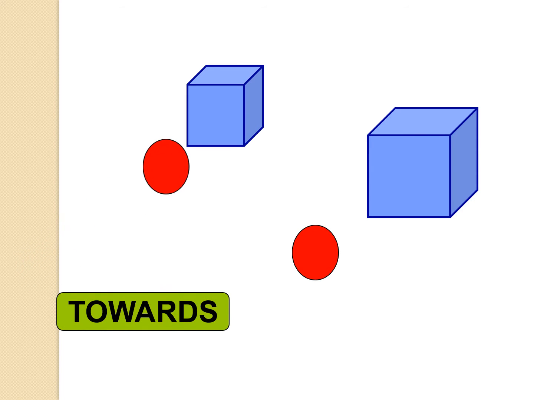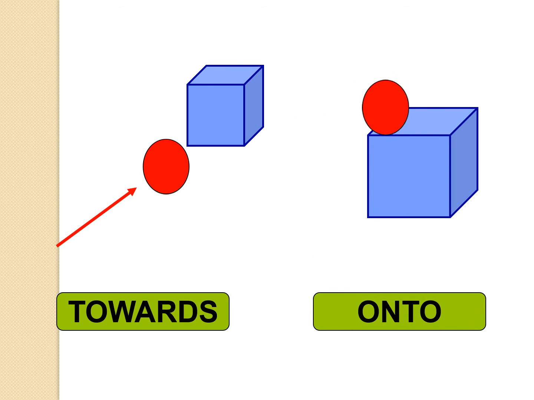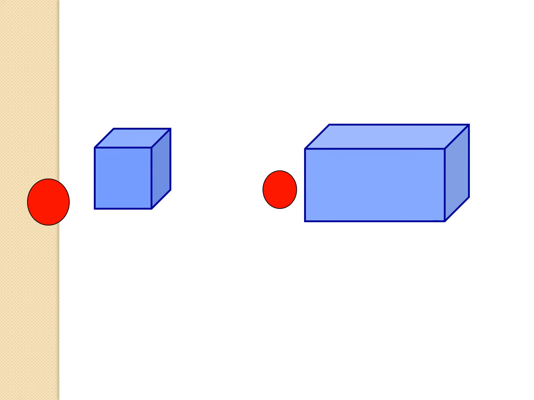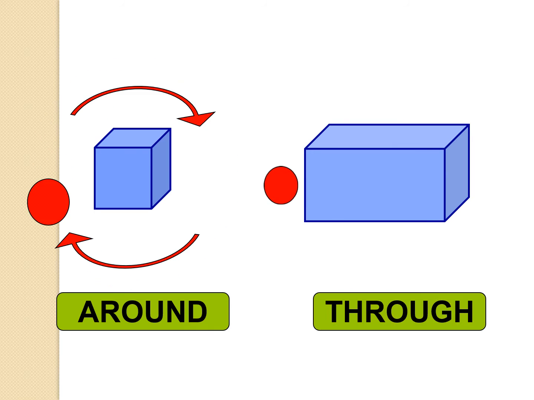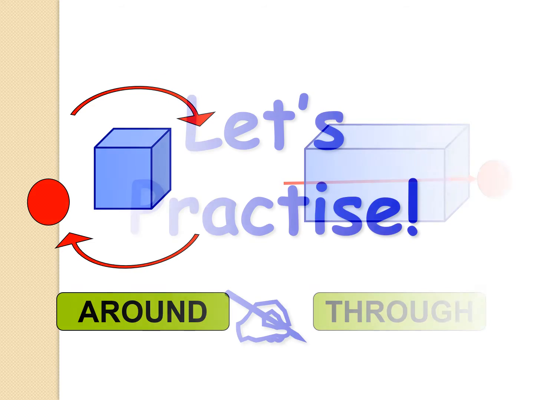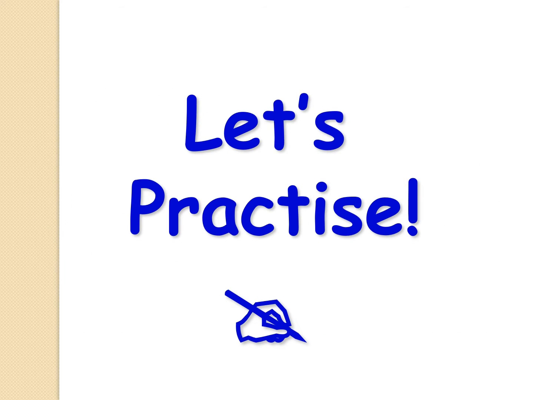This ball is going towards the box. And this ball is going onto the box. The ball is going around the box. And this ball is going through the box. Now it's time for you to practice. Let's practice.